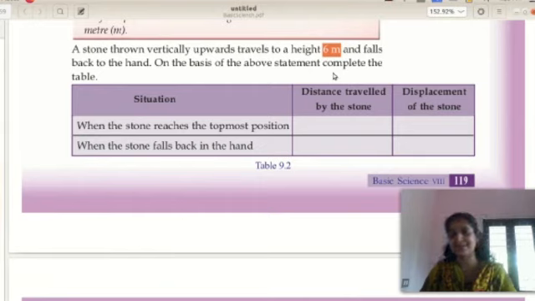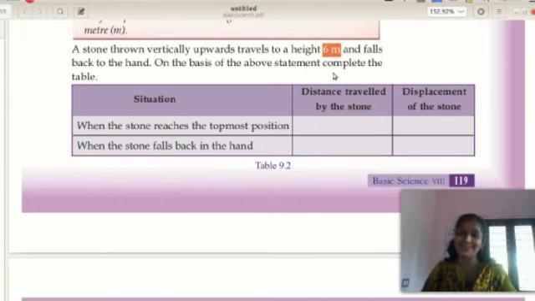Then can you say, what is the displacement when it reaches the hand? It returned to the same position, its original position. Then what is the straight line distance? What is its initial position? Our hand. Now, its final position is also our hand. Then, what will be the displacement? Yes, displacement is equal to 0.